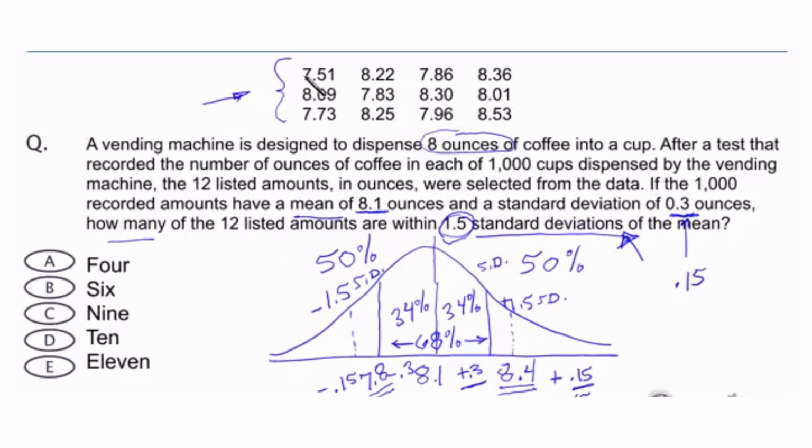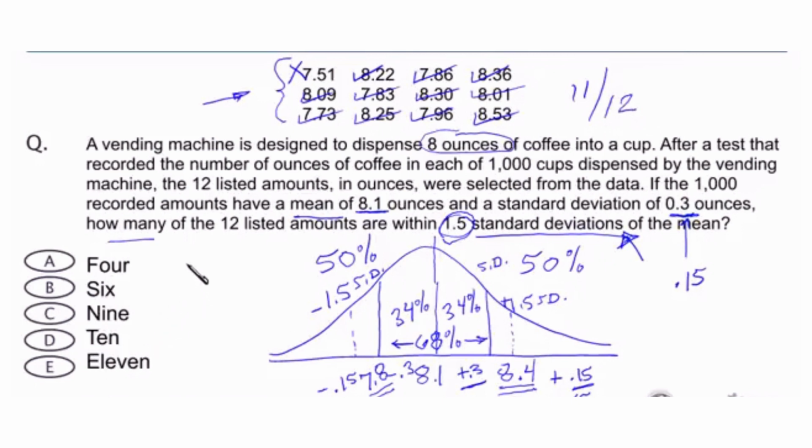Is 7.51 within that range? No, 7.51 is less than 7.65, which is the low end of our range that we determined, so 7.51 is not. Is 8.22? Yes, it is. 7.86? Yes, it is. 8.36? Yes. 7.83? Yes. 8.01? Yes, that's almost the mean. 7.73? Yes. 8.25? Yes. 8.53 is close, but remember 8.55 is the upper limit, so 8.53 as well. Heck, 11 of the 12 cups of coffee fall within that range.